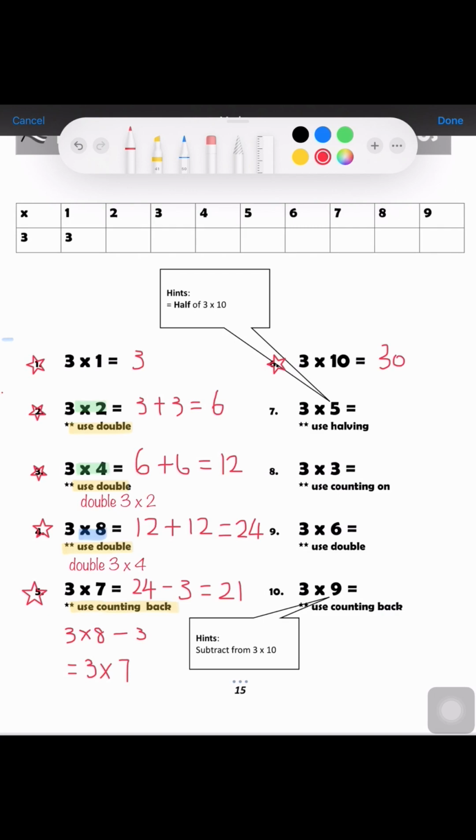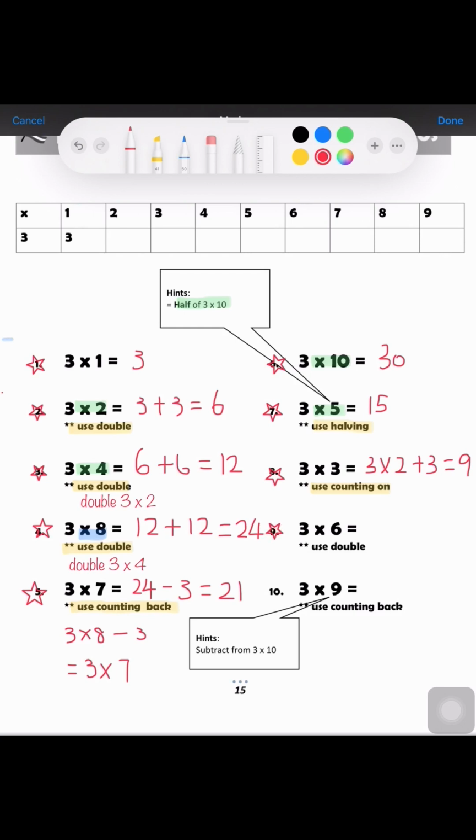Next, 3 times 10 is 30. And then we're going to use 3 times 10 to find 3 times 5 by using halving. 5 is the half of 10. So we can find 3 times 5 by finding the half of 3 times 10. The half of 30 is 15, so 3 times 5 equals 15. Next, we're going to find 3 times 3. And we're going to use counting on. So 3 times 3 equals 3 times 2 plus 3. 3 times 2 is 6, and 6 plus 3 is 9.